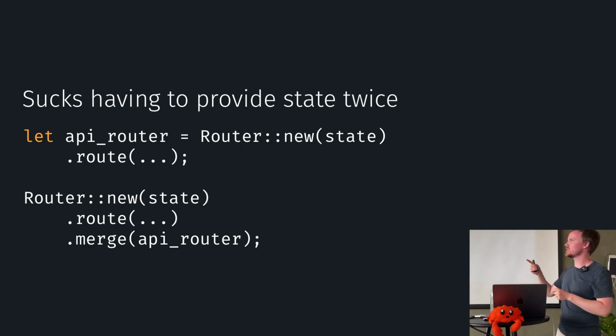And it gets even worse when you look at the example that we had before, where we had an API module, a user module, and a tweet module. You might have many routes, and you're building your router out of hundreds of small sub-routers.